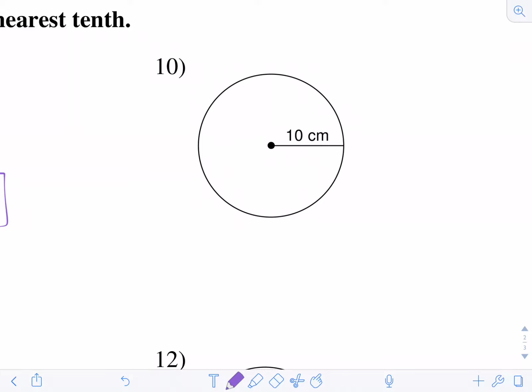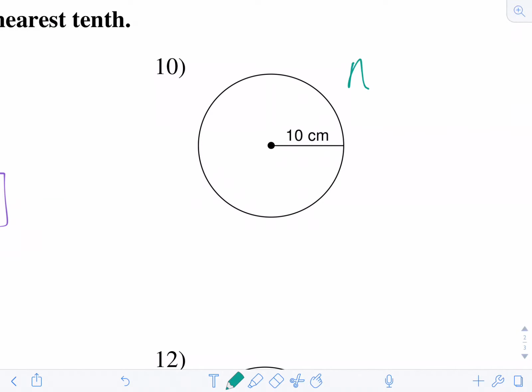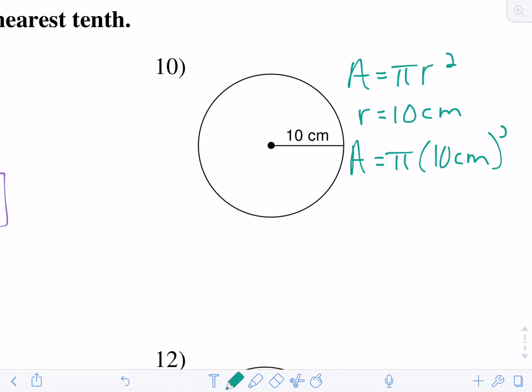Okay, number 10. So here I have area is equal to pi r squared. My radius is 10 centimeters. So I'm going to plug that in. Area is equal to pi times 10 centimeters, all of that is squared. And so what that means here is you have to do 10 times 10, which gives us 100. So I have 100 pi centimeters squared.